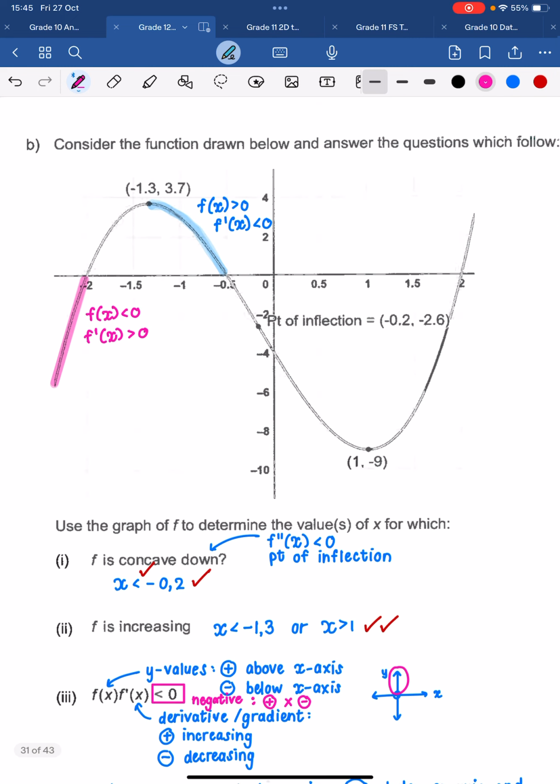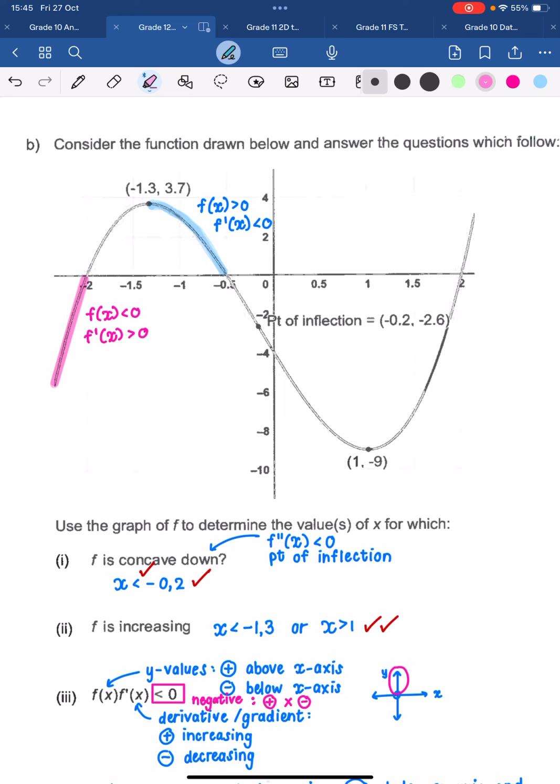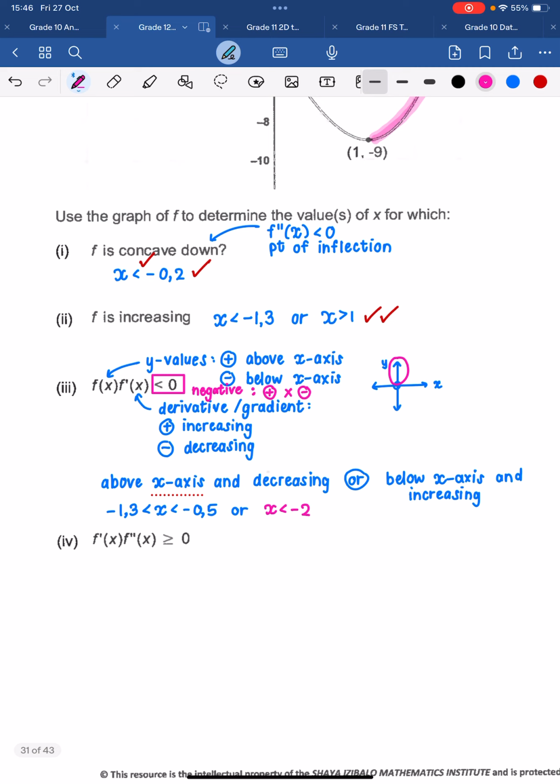Let's see if there's any other place here where the graph is below the x-axis and it is increasing. Between 1 and 2, right? For this section there as well, the graph is below the x-axis and the graph is increasing, so the gradient is positive. So I'm going to write between 1 and 2. Let me just quickly write that down. Or between 1 and 2.